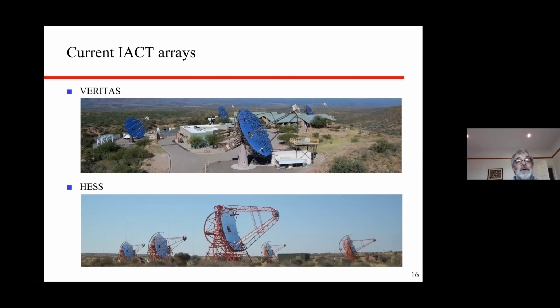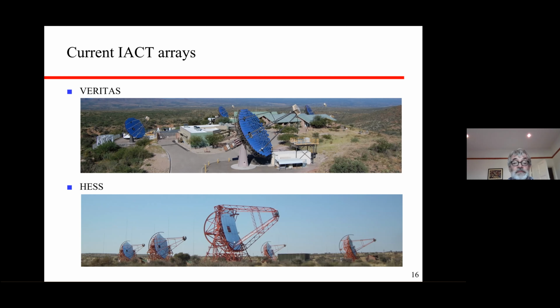Here are the current operating arrays of telescopes using this method to identify incoming very high energy photons from the cosmos. This is the Veritas array, which is in Arizona, and actually this is where the Whipple telescope was. This is the Hess Experiment in Namibia, and of course the reason that these places have been chosen for these experiments is that the air is extremely clear. If there were clouds or lots of dust or anything like that in the atmosphere, then the Cherenkov radiation wouldn't reach the ground and we wouldn't be able to measure it.